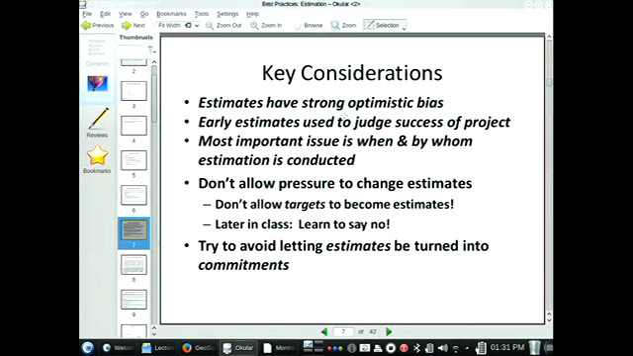And this is one of the big pathologies, where they accept estimates that are too low, they cross their fingers and hope, and it doesn't have a chance in hell of being delivered in time, and then the team gets blamed for it. The technical folks who have really little to blame. Unfortunately, this has happened in too many projects. So try to avoid letting estimates be turned into commitments here.